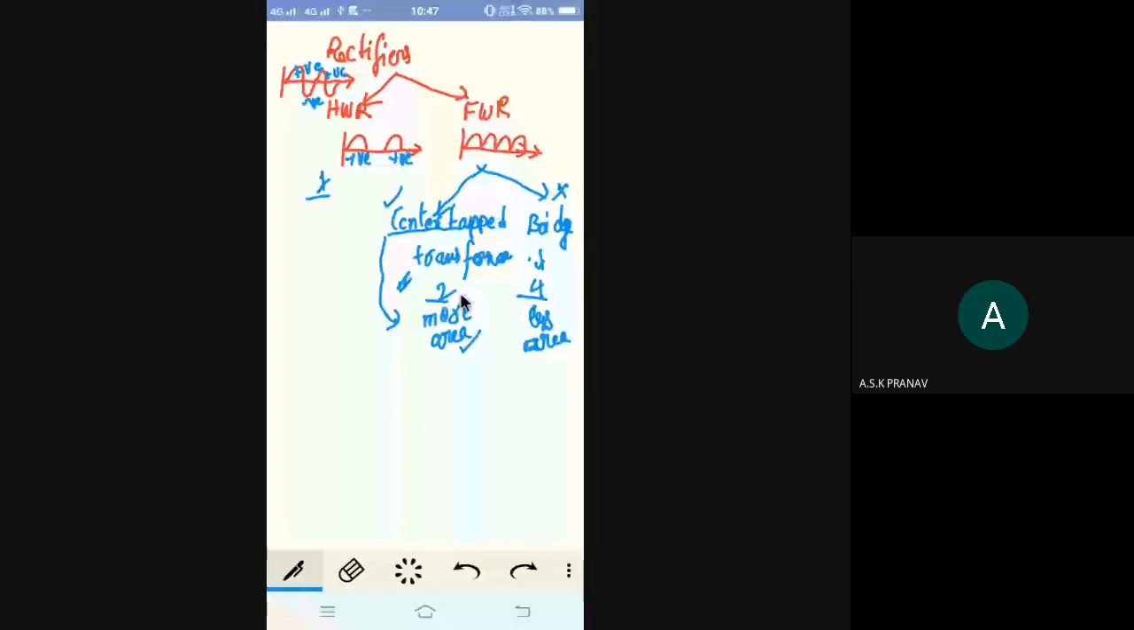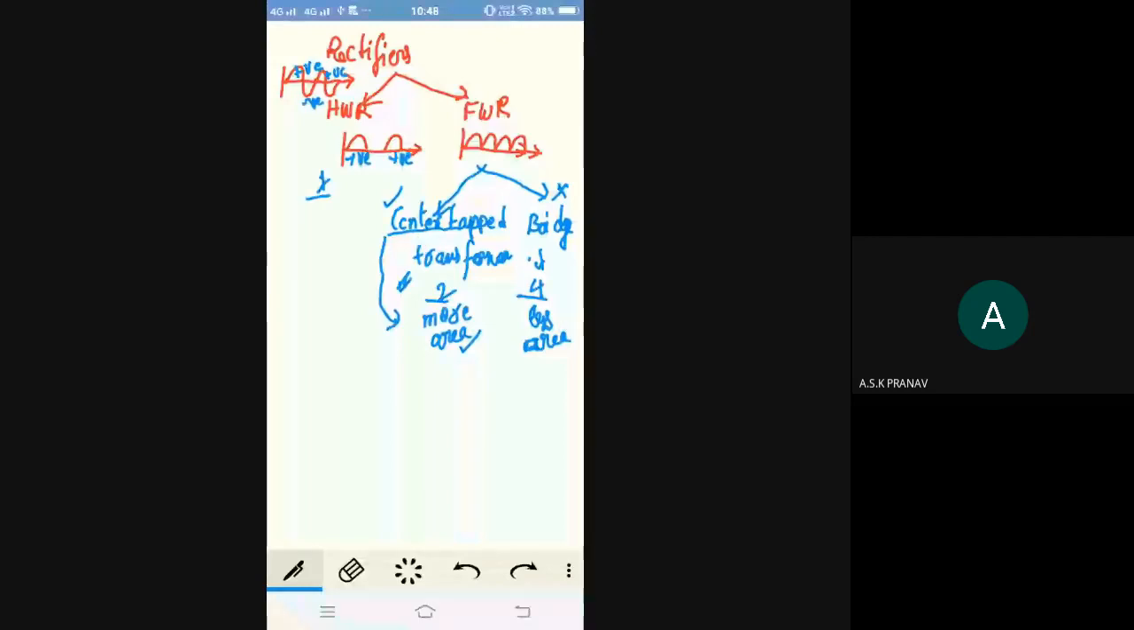Maybe you will have one doubt. In the center tapped transformer rectifier, we use only 2 diodes, whereas in the bridge full wave rectifier, we use 4 diodes. So maybe the area of the bridge full wave rectifier should be greater. But the diodes occupy very little area compared to the center tapped transformer. That's why the area occupied by the bridge rectifier is very small compared to the center tapped transformer.